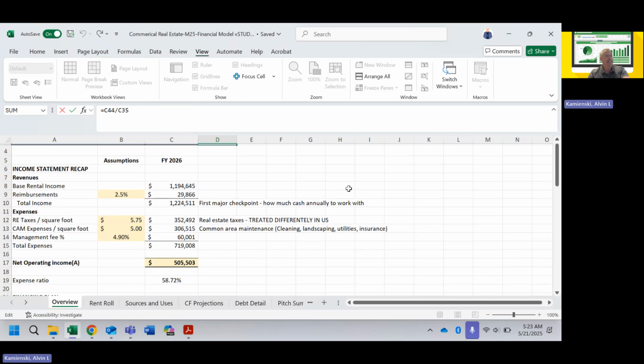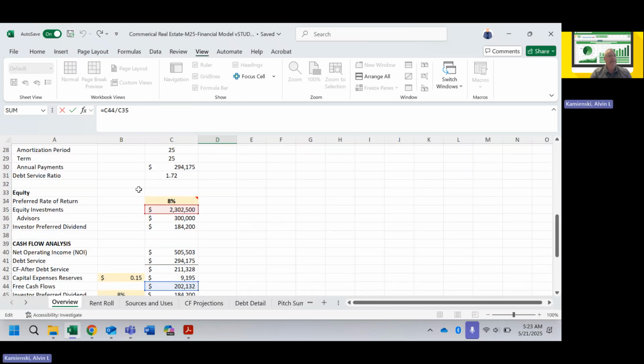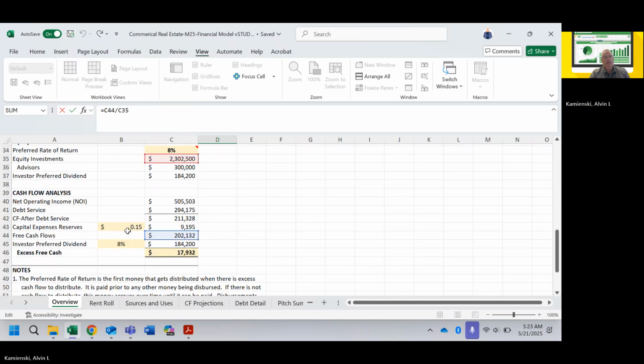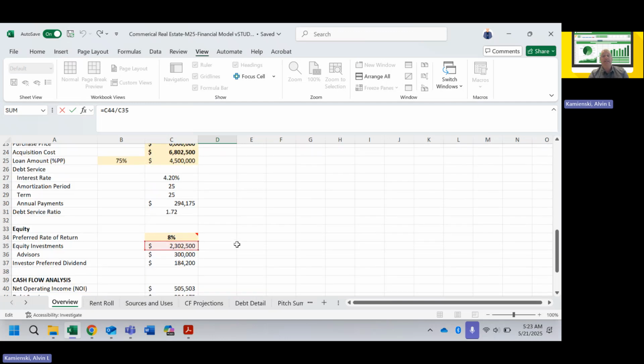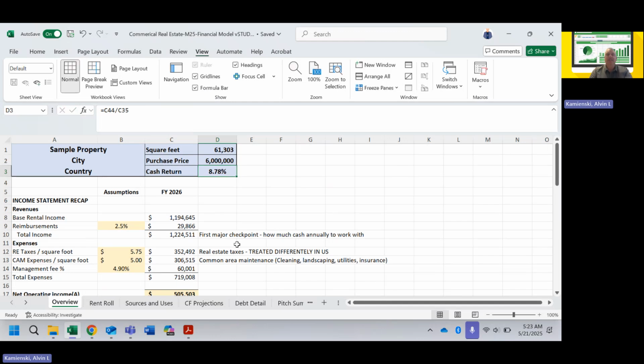C44 divided by C35. My investors are bringing $2.3 million to the table. That's going to generate $202,000 worth of free money. Free cash flow is not free money, which is then an 8% return on your money. Because at the end of the day, who's king? Cash. So all I want to know, for every dollar I give you, how many dollars are you going to create back?